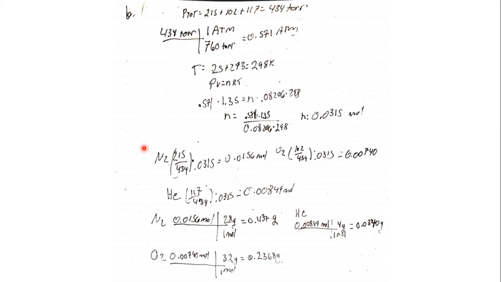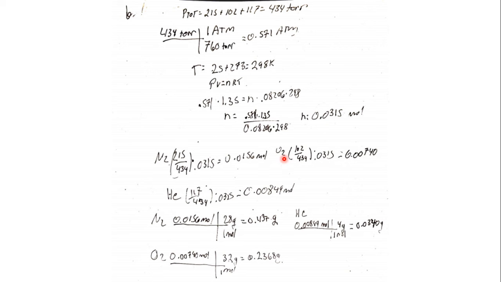Now, the way that gases work, whatever their percentage or ratio of the total pressure is, that's how many moles they have. What I mean by that is nitrogen, its pressure is 215 torr. The total pressure is 434. So to find the moles, you take nitrogen's pressure divided by the total pressure of your system, multiplied by 0.0315, to see that nitrogen has 0.0156 moles. And I wanted grams, so you take 0.0156 moles, look up N2's weight on the periodic table, see it's 28 grams for 1 mole. The weight of nitrogen is 0.437.